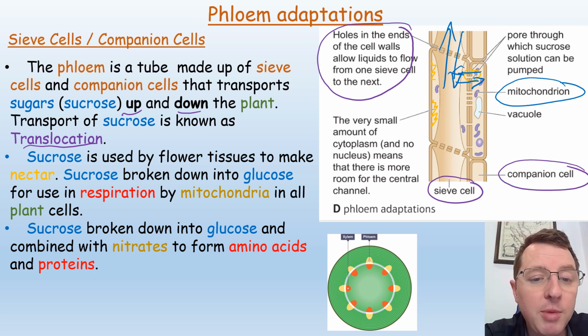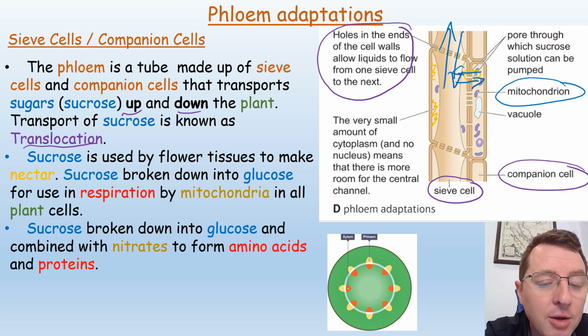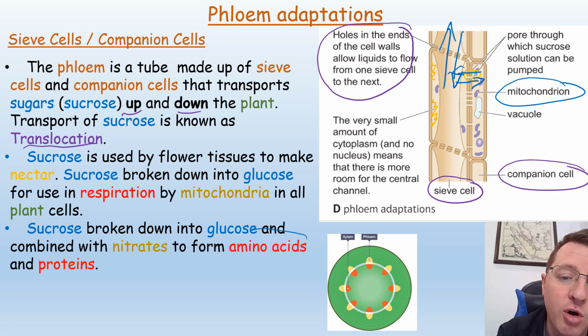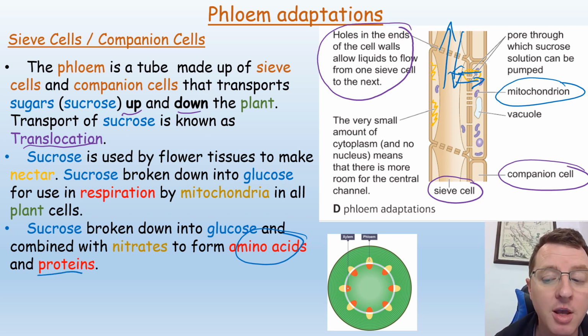And the sucrose can be broken down into glucose and combined with nitrates that have been absorbed from the soil by root hair cells. The glucose and the nitrates are combined together to form amino acids, which themselves can be combined to form proteins needed by the plant for growth and for repair.